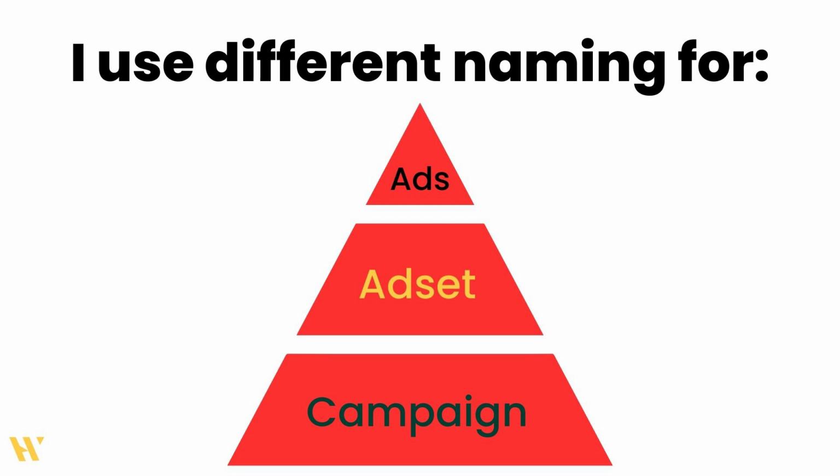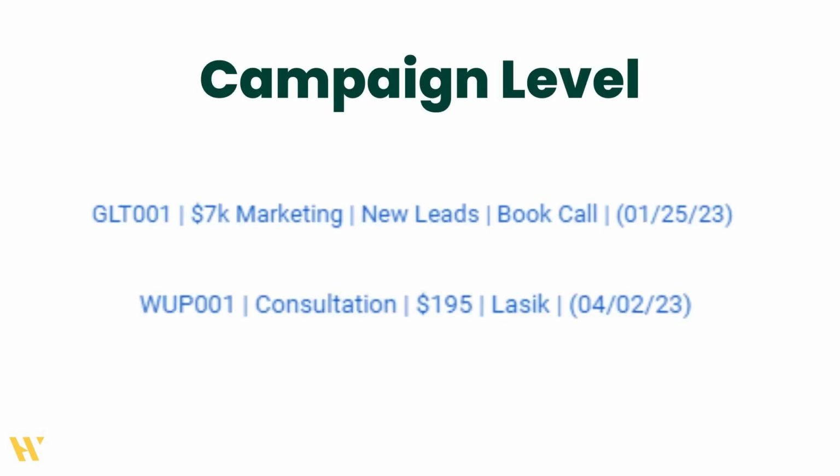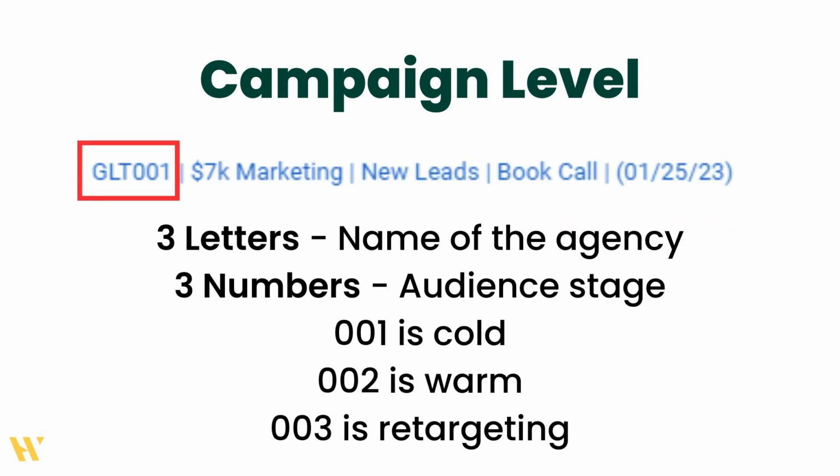And here are two examples for the campaign level. You can see it might look confusing, but let me help you out. So the first three letters are the name of the agency, just shortened, so maybe the starting letters of each word, and the next three numbers are the audience stage. So 001 is cold, 002 is a warm audience, and 003 is a retargeting campaign.